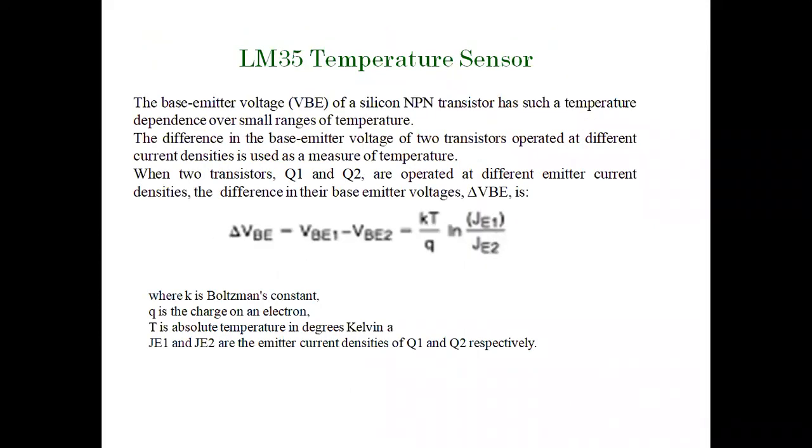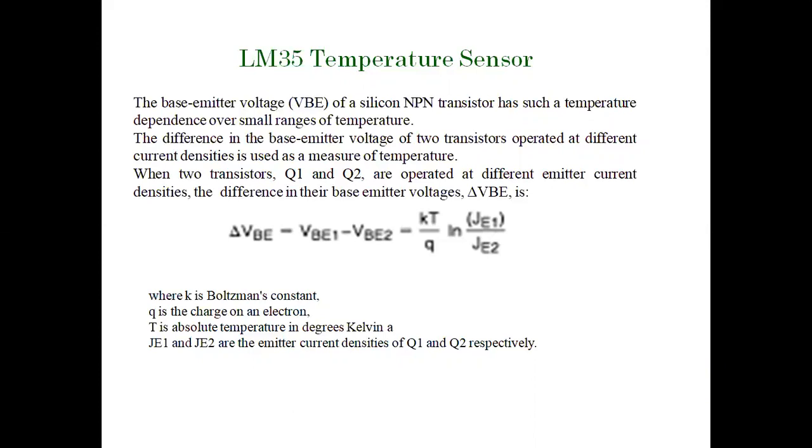So what is the basis of this? The NPN transistors are used inside the IC circuit. The base emitter voltage of a silicon NPN transistor has a dependence on the temperature over a small range of temperatures. So the base emitter voltage for any transistor is temperature dependent in a certain range. The same fundamental we are using.